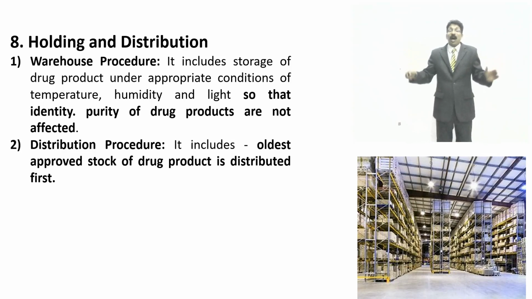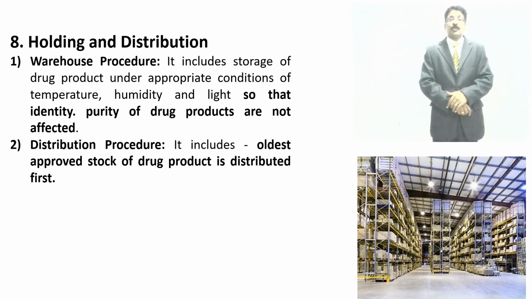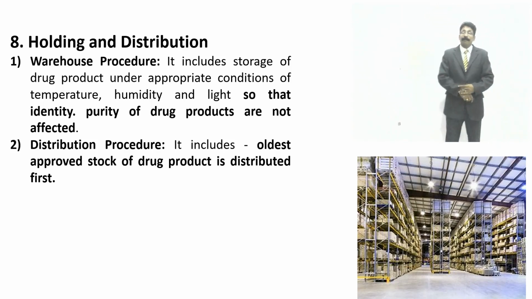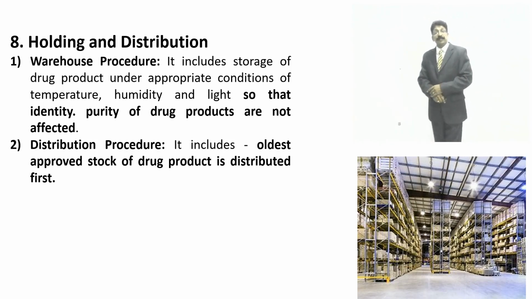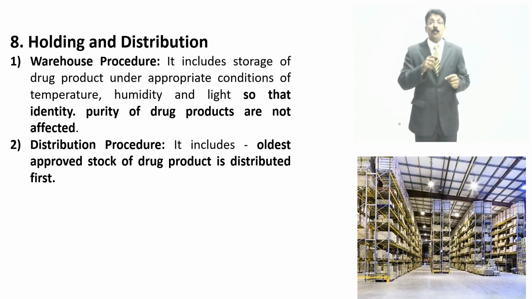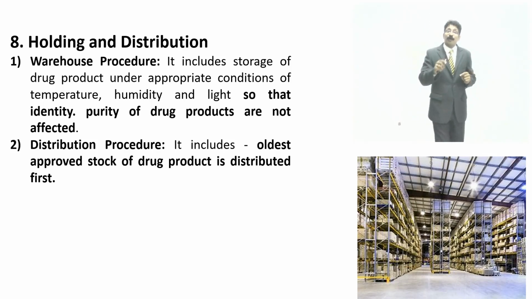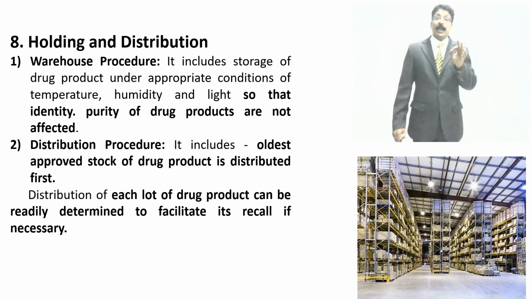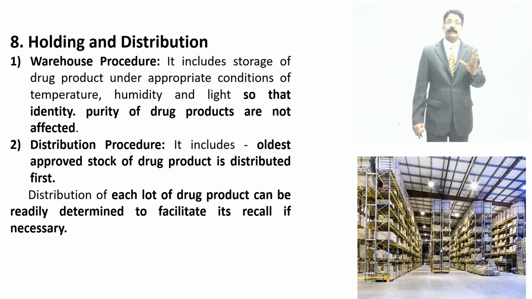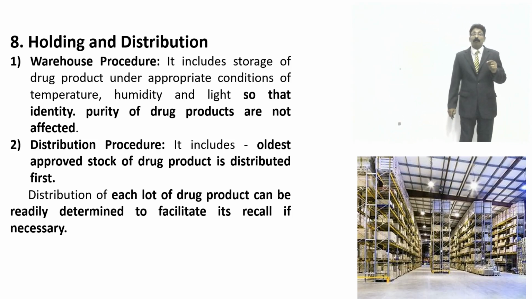Distribution procedure, how to distribute them. This is the storage area, warehousing after quality control department approval for sales in the market. The distribution procedure includes that the oldest approved stock of the drug product is distributed first after getting approval. The distribution of each lot or each batch of drug product can be readily determined to facilitate its recall if necessary.